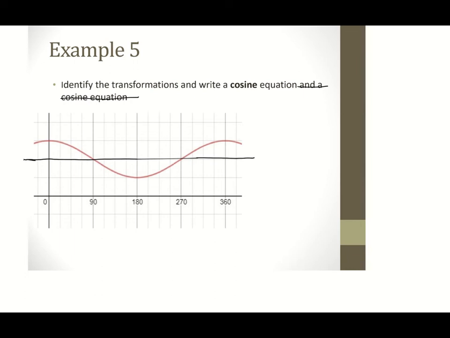But here's my midline, and I start above my midline. So since I start above, I know I have cosine. And usually cosine starts at 1. So cosine normally starts right here. So how much did I shift up? I went up 2. So my equation would be y equals no amplitude, so not multiplying by anything, just cosine of x plus 2.